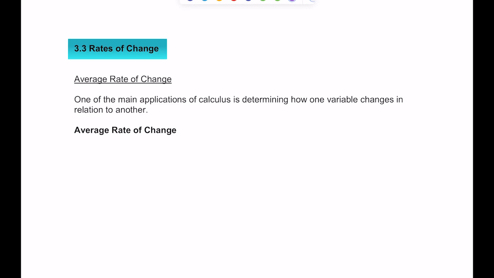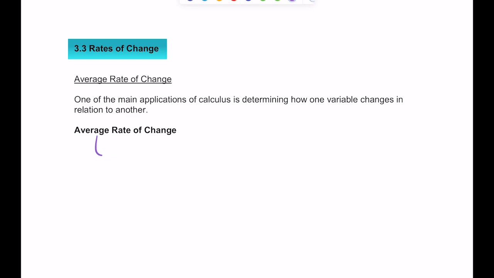This video we're going to discuss rates of change. One of the main applications of calculus is determining how one variable changes in relation to another. We're going to look at two types of change, the average rate of change and instantaneous rate of change.